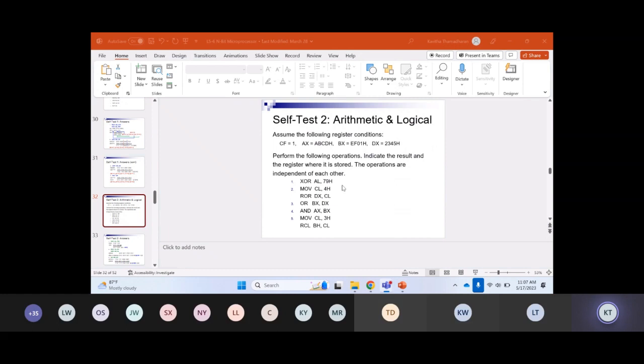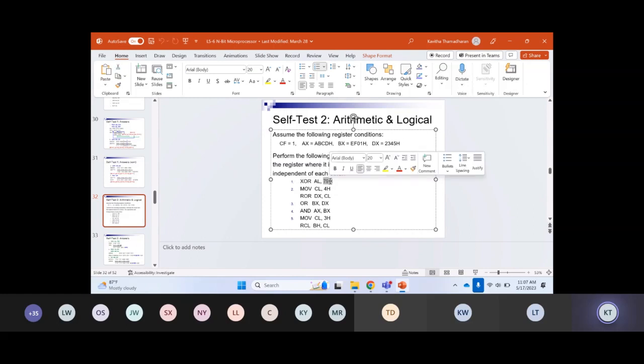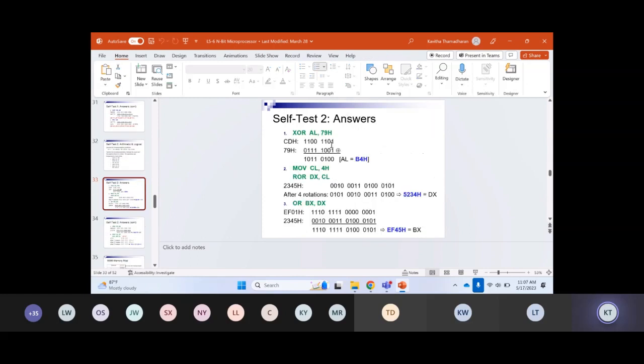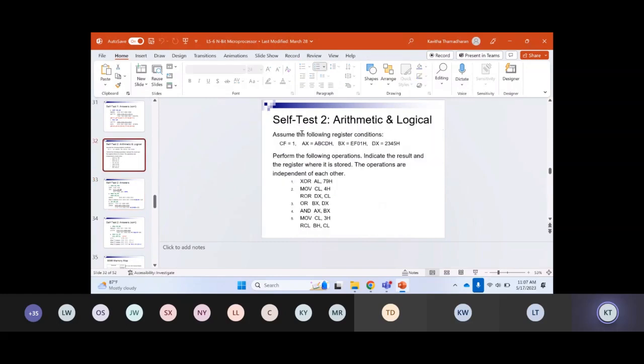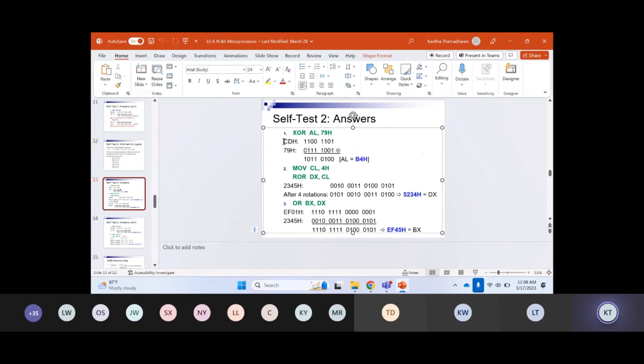So the one you can see here, this question. First thing is to XOR whatever value in AL with 79. So when I ask you to do such a question, you have to change whatever is in the AL. You can see in AL, I have CD. So I convert CD into binary, I convert 79 into binary, and I do the XOR. Okay, and I get the answer.